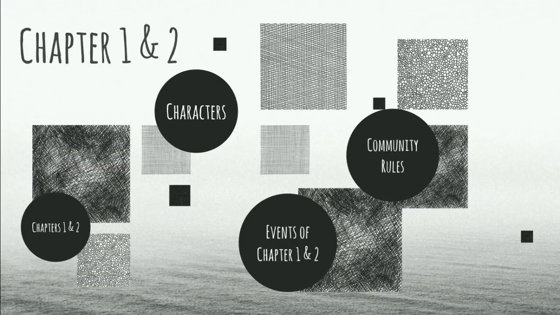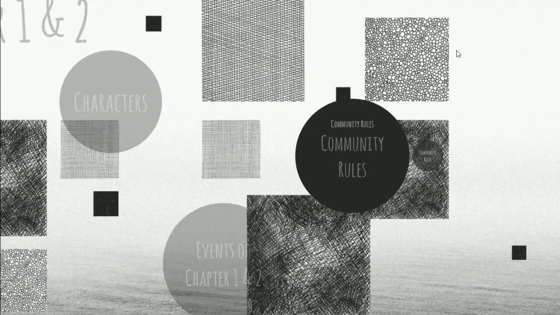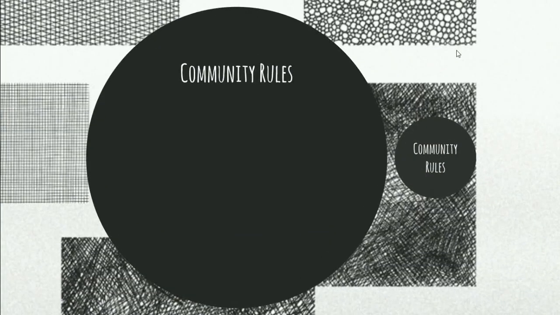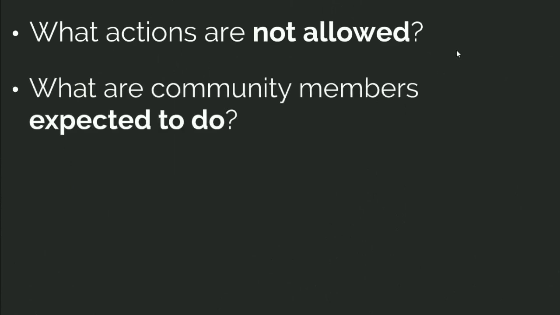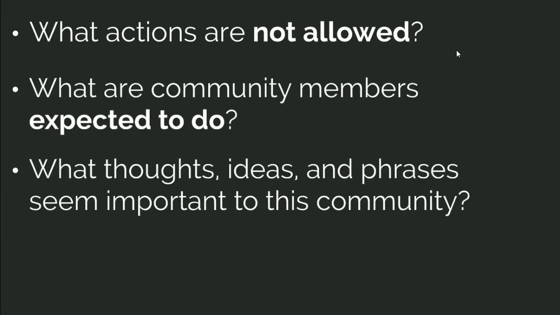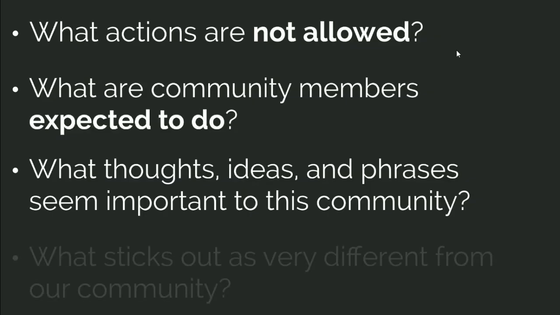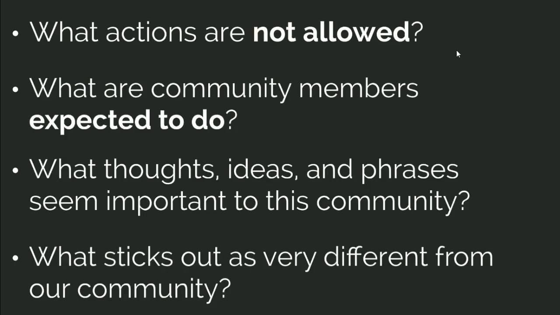Chapter 1 gives us information about a lot of rules that the community lives by. As you read, think about what actions are not allowed, what community members are expected to do, and what thoughts, ideas, and phrases seem important to this community. What sticks out as very different from our community?